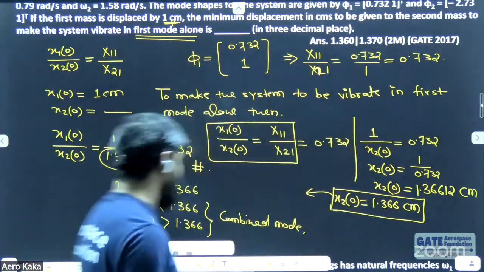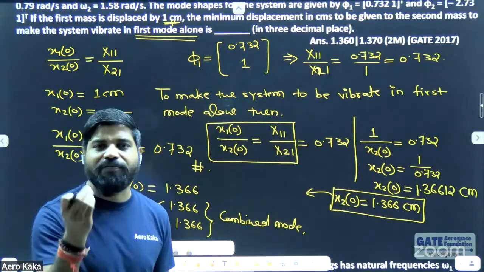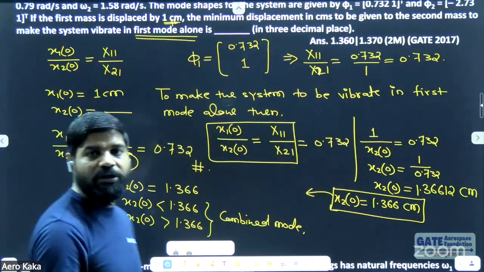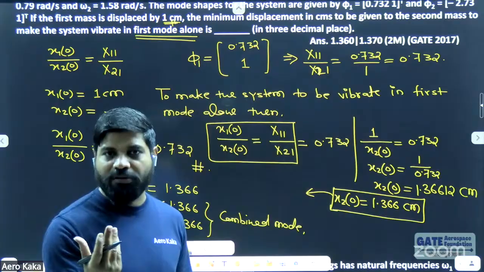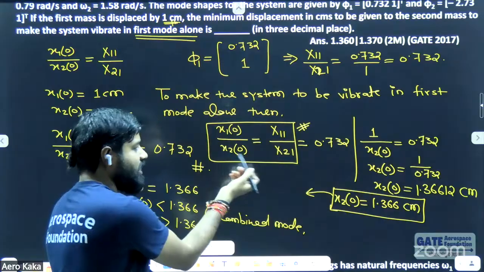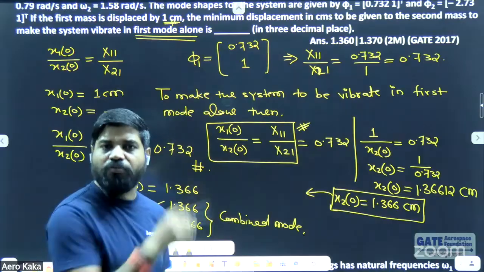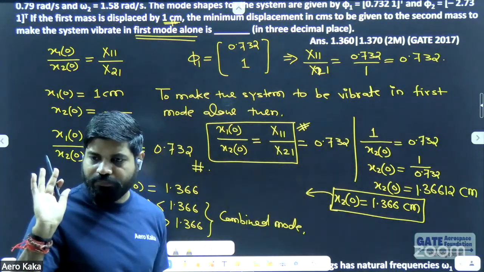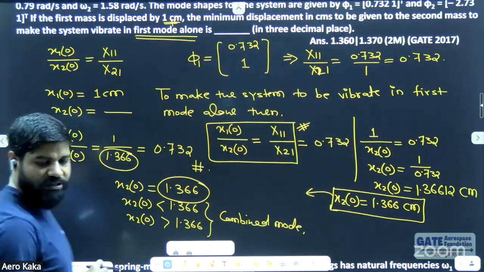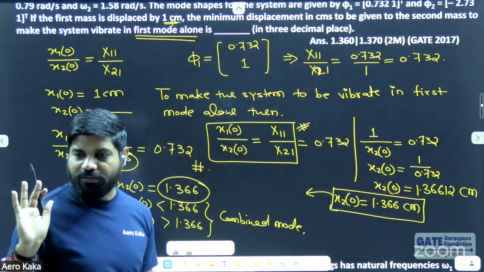Why? Because if you take any value lower or higher than 1.366, say 1.4, is the ratio 1 upon 1.4 going to be 0.732? No, it changes. So what is the condition? x10 upon x20 should be equal to x11 upon x21 to vibrate in the first mode alone. If you take any value other than 1.366, this condition will not be satisfied.